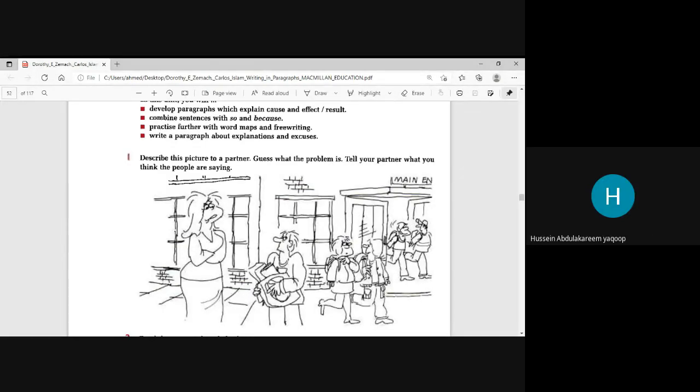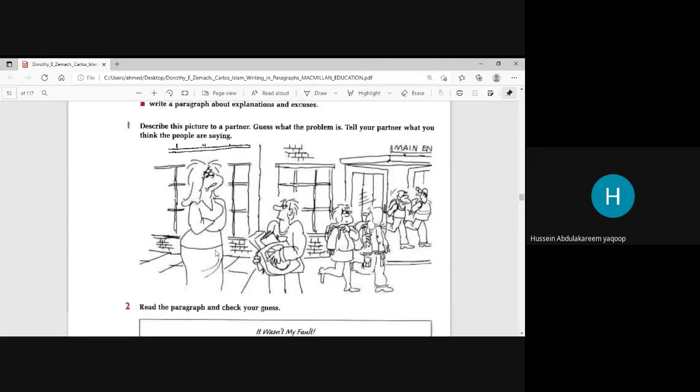Ali, I'm sorry. No, this is not my question. My question is to talk about this cartoon, not to read the paragraph. What we can see here in this cartoon. This is my question. Okay, sorry. Never mind. Abdul Majid.